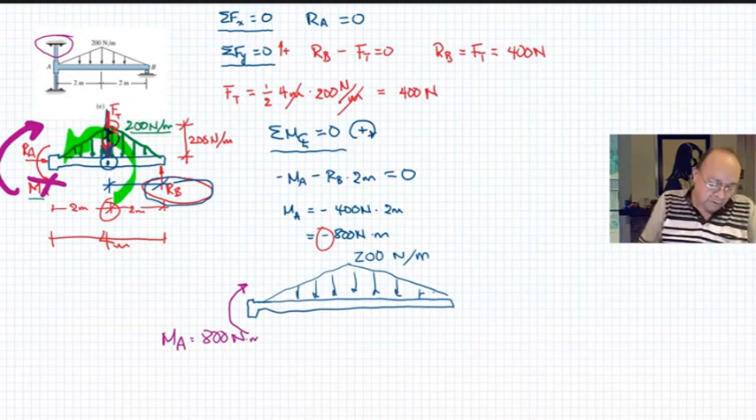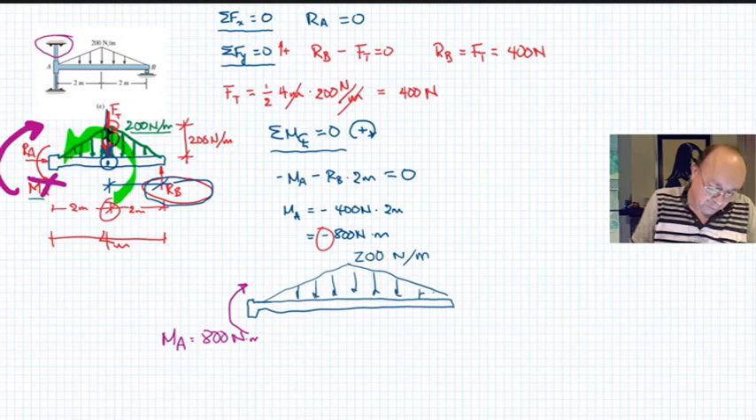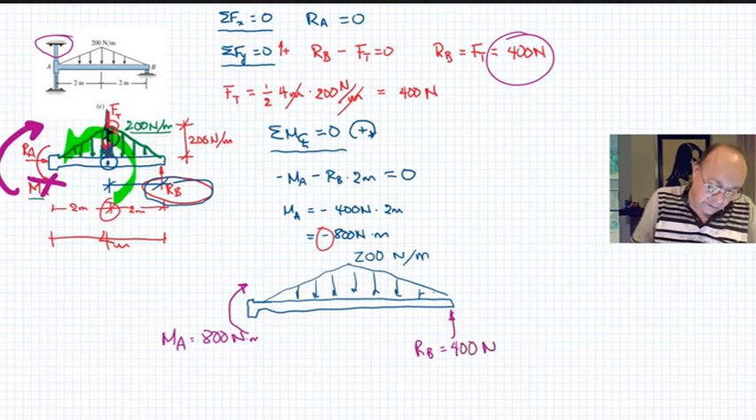Horizontal force, there is none there. And reaction at B, we got it positive, so our assumption is correct that it is going up. So reaction at B, 400 newtons. So we have horizontal reaction at A, 0 newtons.